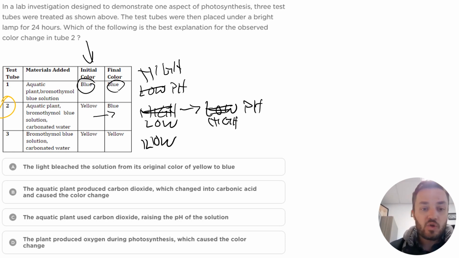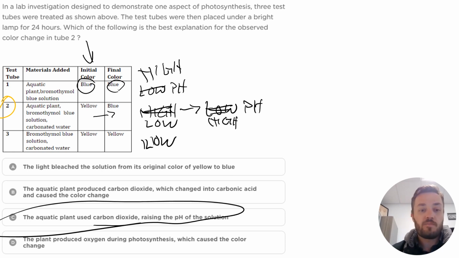So we're asking about tube number 2, and it wants to know what's happening for the observed color change in tube 2. Clearly, there's an aquatic plant in here that is using up carbon dioxide, which is then raising the pH of the solution. So we're going to go with option C.